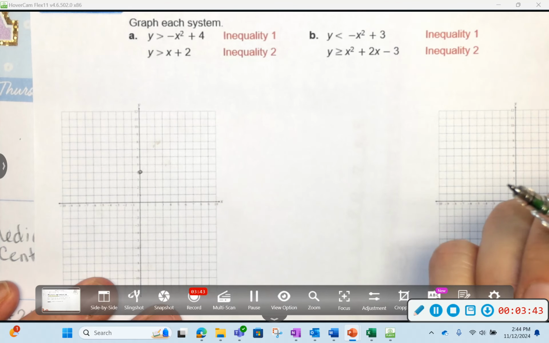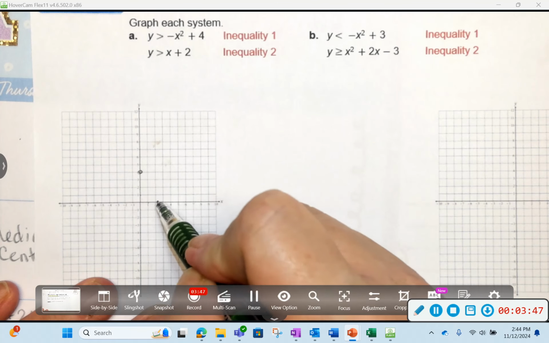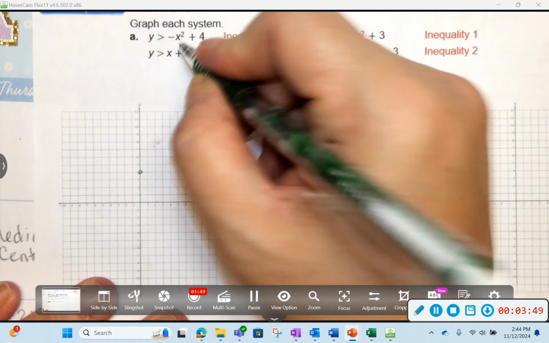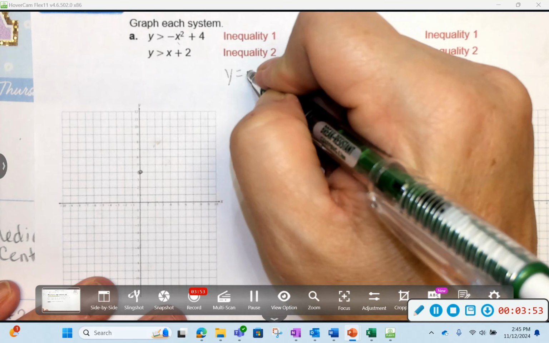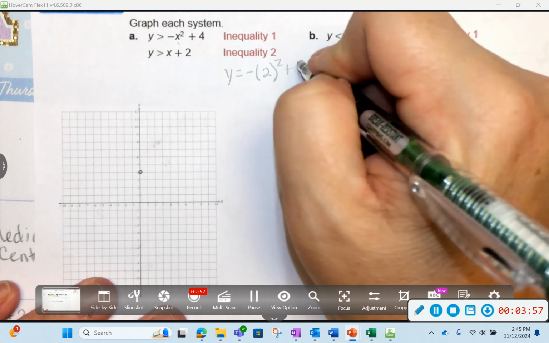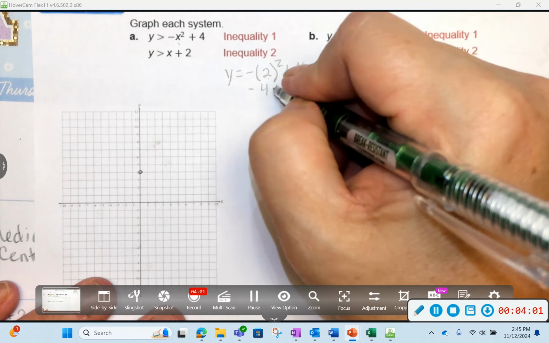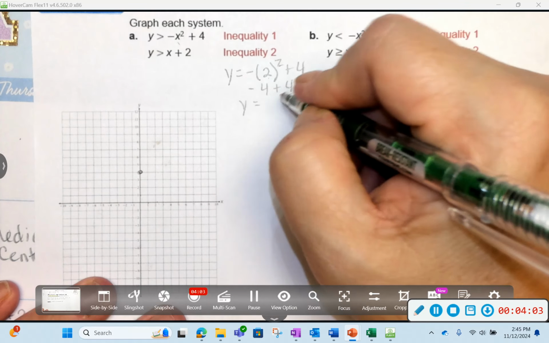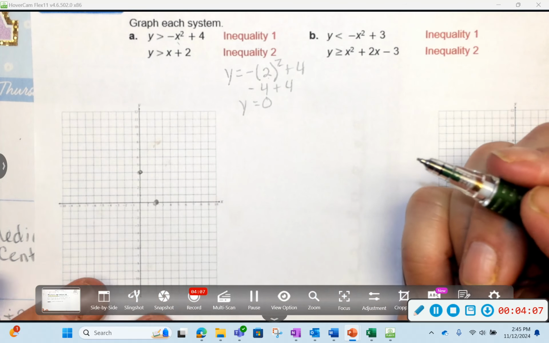I need some more points. All right, so let's pick a number close. I don't want to go 1. Let's go 2. So when x is 2, what is y? So we're just going to do it as an equation for this part. So 2 squared gives us 4. So we have negative 4 plus 4. So when x is 2, y is 0. So that gives me one of the x-intercepts right here.